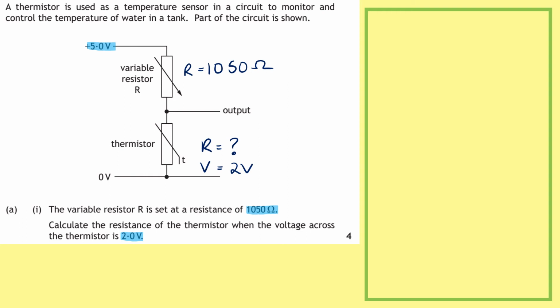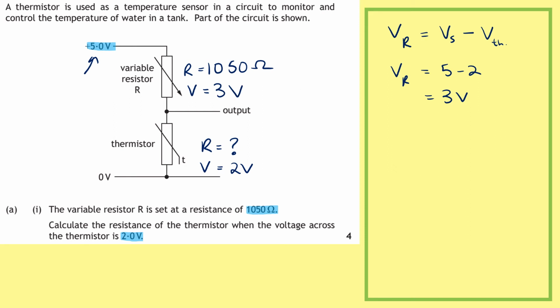Up at the top here, the variable resistor R, we can actually work out the voltage just here because we've been given the total voltage. So the voltage across the variable resistor is going to equal the supply voltage minus the voltage on the thermistor. So our voltage over our variable resistor equals 5, take away 2, easy peasy that one, we've got 3 volts there, so we can put that in here.